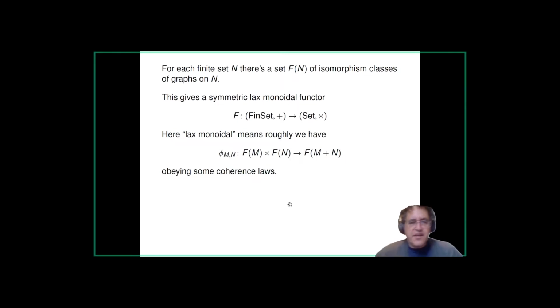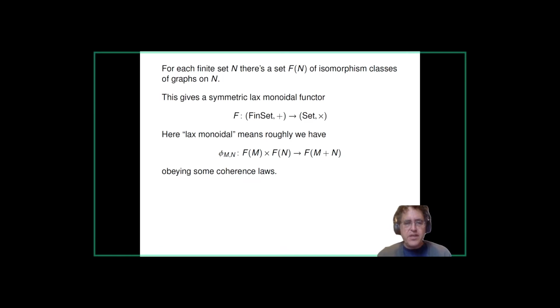Okay, now for each finite set N, there's a set F of N of isomorphism classes of graphs on that set N. And the idea of decorated cospans is that we abstract out the properties of this example to build a general procedure for dealing with things like open graphs, but also open electrical circuits, open Stock-Flow diagrams, all sorts of other open things. And so what Brendan Fong did is he abstracted out what about this set F of N we really need to make the whole game work.